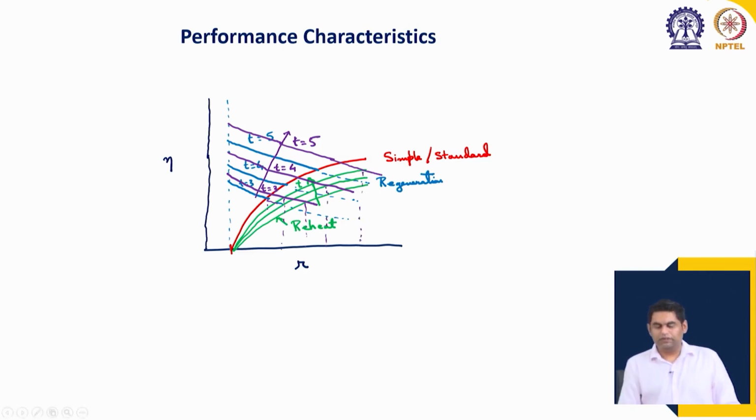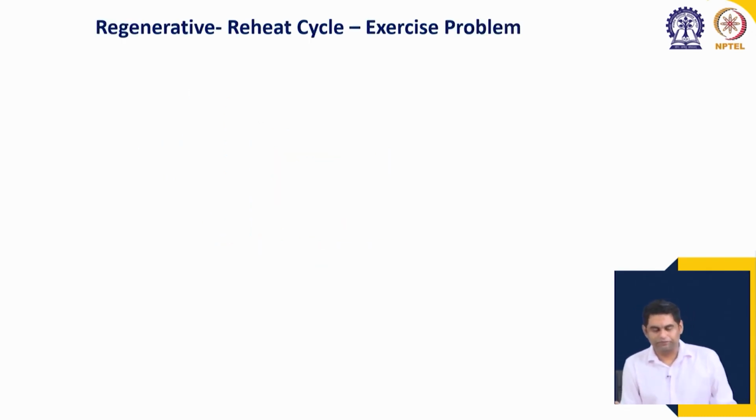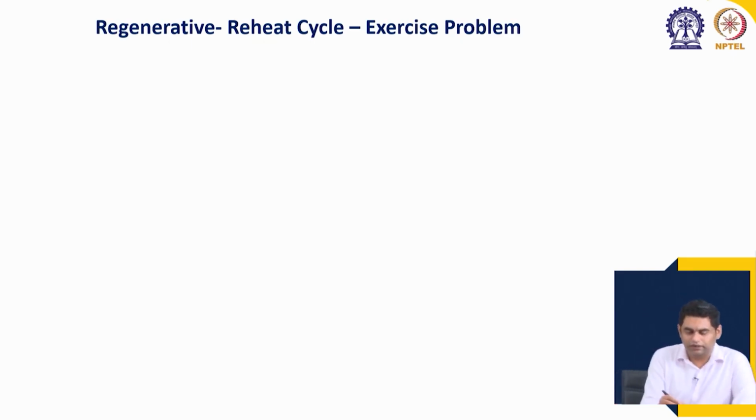We will try to see what sort of values we get when we solve a numerical problem based on the same framework that we have used so far for all the other cases, so that we can have a direct comparison of the results. And with that we will end this class. So, the exercise problem is taken as exactly similar to the cases studied till now.